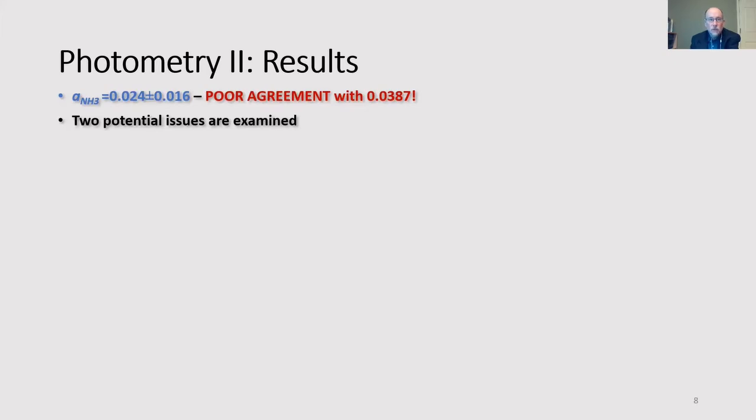Now, what do the results look like when we actually look at Jupiter? Well, we get an absorption of about 0.024 with an error bar that's about 0.016. I claim that's a poor agreement, and that was much less than I had hoped for. So I look at two different issues here.